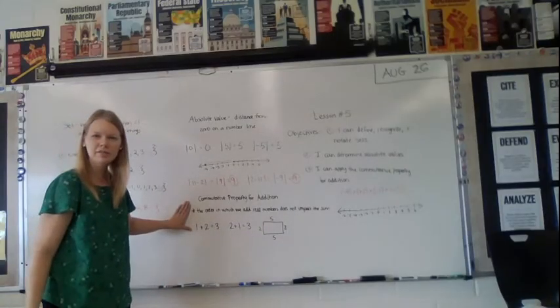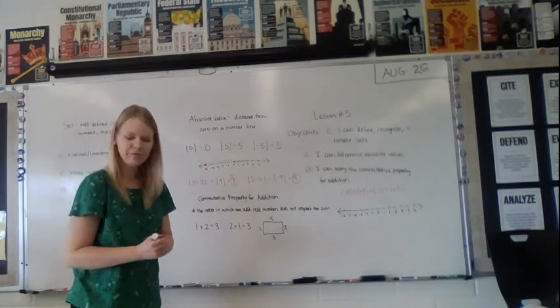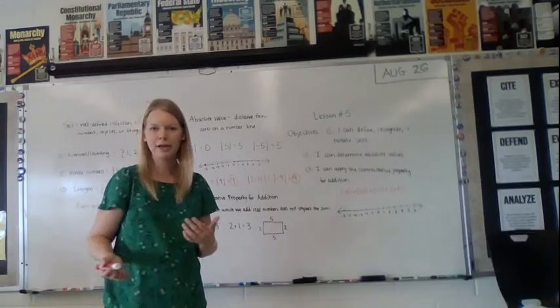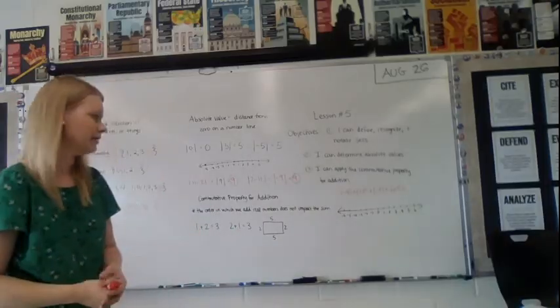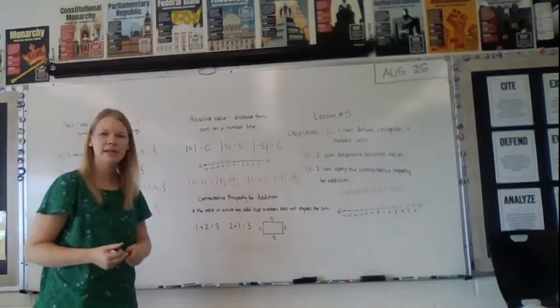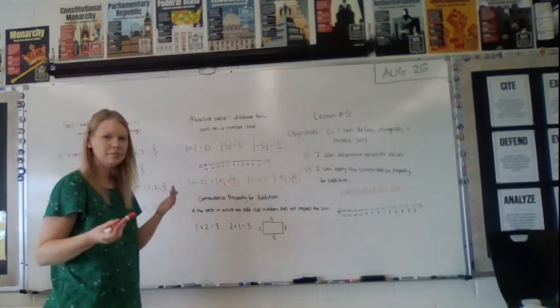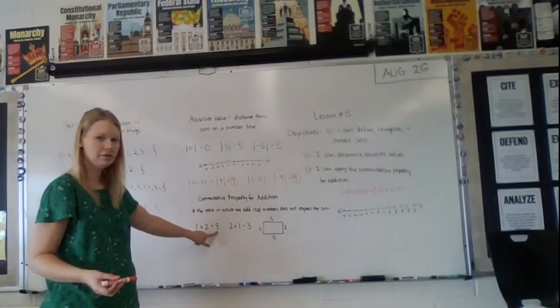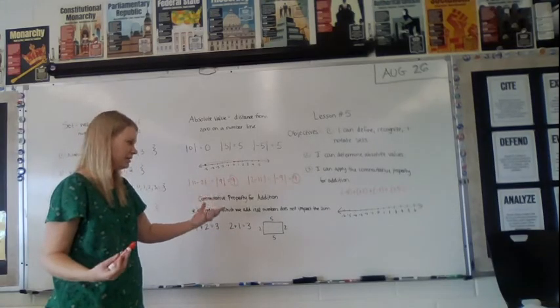Lastly, our commutative property for addition. This states that for any group of real numbers that we need to determine their sum, it does not matter what order we add them up in, we will still get the same result. So for example, let's say we needed to add 1 and 2, a very basic example. It doesn't matter which order we use. We could do 1 plus 2 is 3, or we could do 2 plus 1 is 3. And it's going to be the same answer.